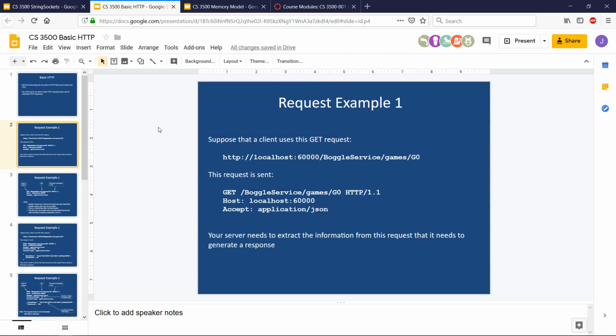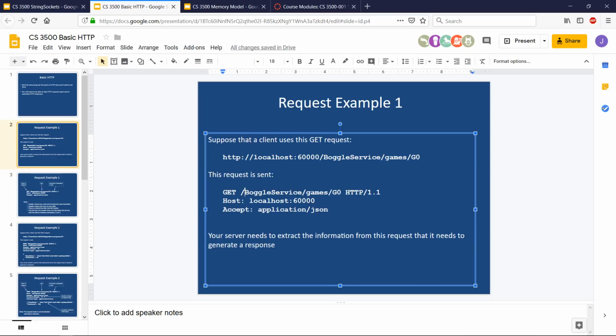Okay, I had a good question at the break. And it boils down to this. Why are we ignoring the boggle service from the URL? You're interested in the get, and we're interested in the games and the G0, but why are we ignoring boggle service?